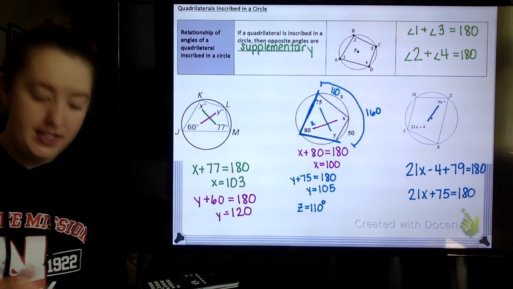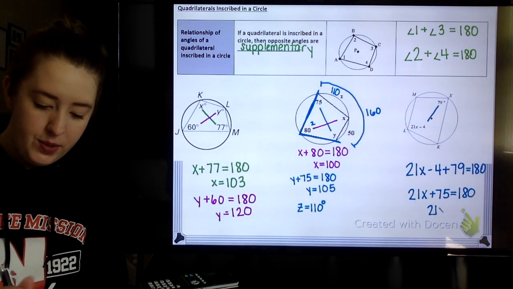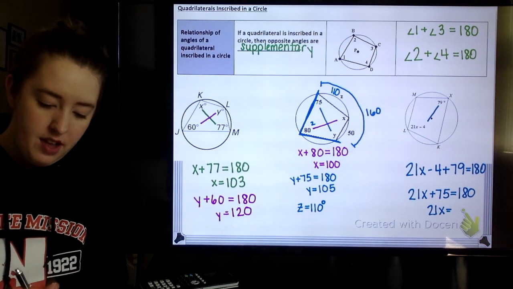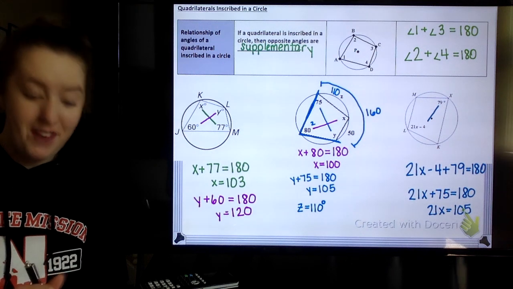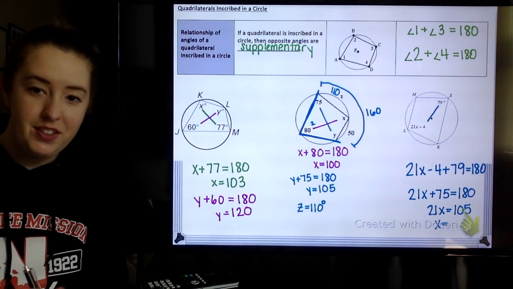Okay. Plus 75 equals 180. Then we'll subtract 75 on both sides. So 21x equals 105. Then we'll take 105 and divide by 21, and x equals 5.